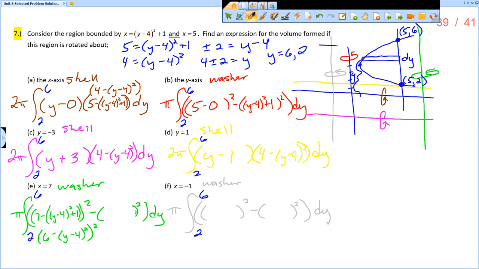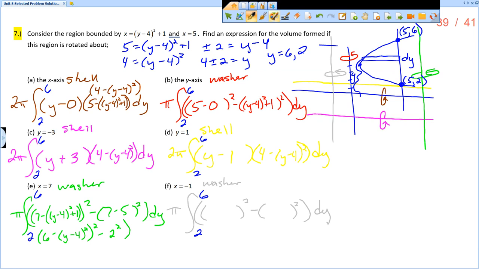Then I have minus the nearer boundary, which is actually the 5. And so I'm just going to take 7 minus 5, which of course we can just write as 2 squared. And so then I have all of that integrating with respect to y. And so you'll see on my answer sheet, I actually just have the 6 minus the y minus 4 squared, all squared, minus 2 squared. All right, so that is E.